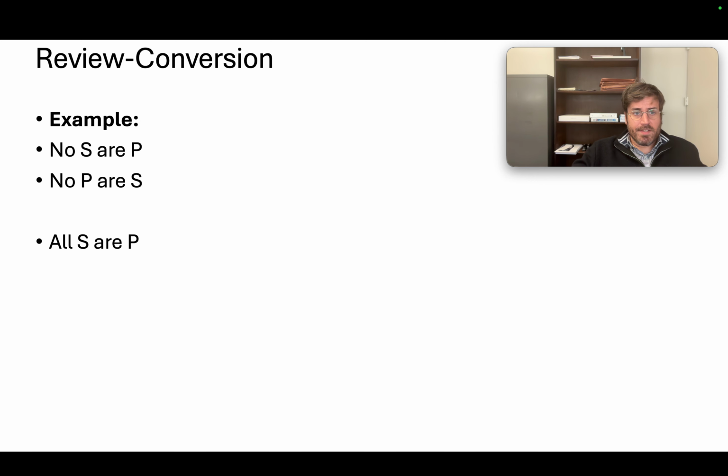If we start like this, all SRP, we have to think about how to do this. We have to limit the A claim, all SRP, to the I claim, some SRP, and then we convert the I claim, which becomes some PRS. Notice there is that intermediary step that forces us to limit the universal through subalternation. Then that final move there, some PRS, is a valid conversion.